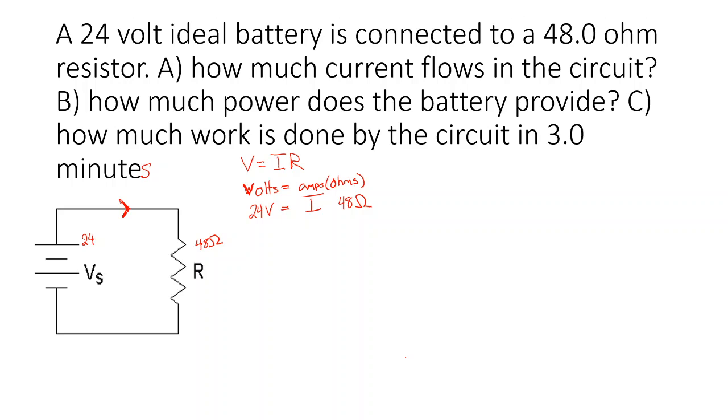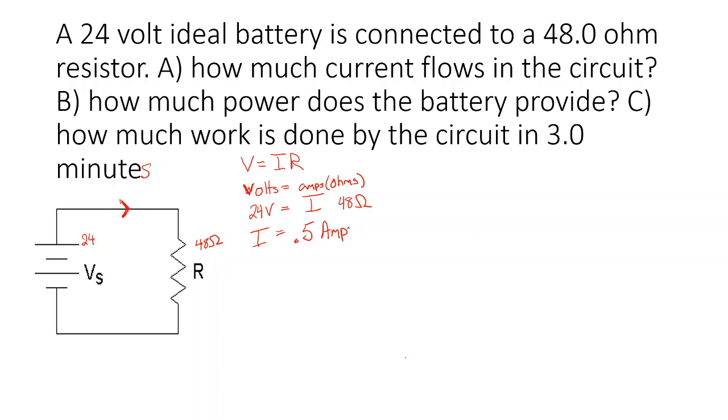So take out our handy dandy calculator. Probably you don't need to. You can probably see what this is going to be, and we're going to take 24 and divide it by 48. And if you said, yeah, Mr. Wilson, the amps is going to be half an amp, 0.5 amps.